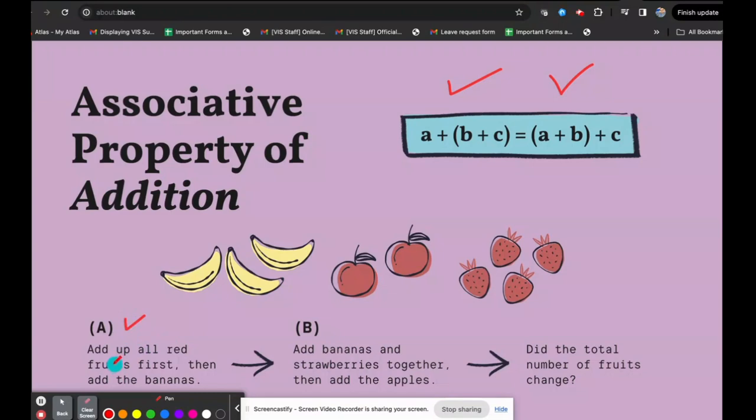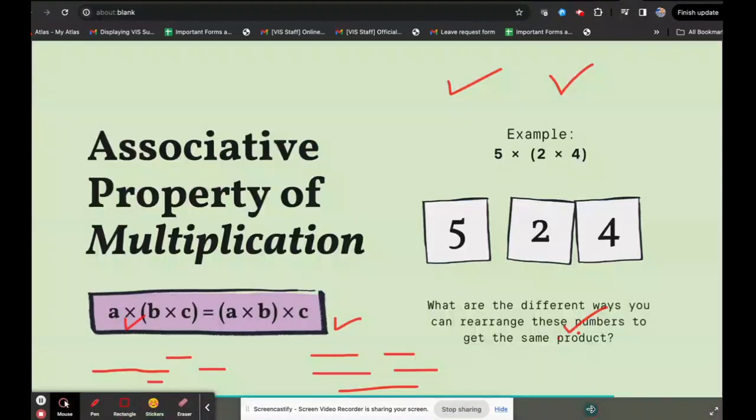In A, add up all the red fruits first, and then we will add the bananas, right? And in case B, it says add bananas and strawberries together and then add the apples. Did the total number of fruits change? So just think about it and write an answer in the comment section, and we will solve some questions on the next slide.